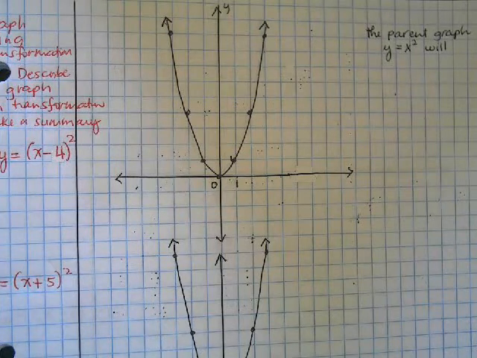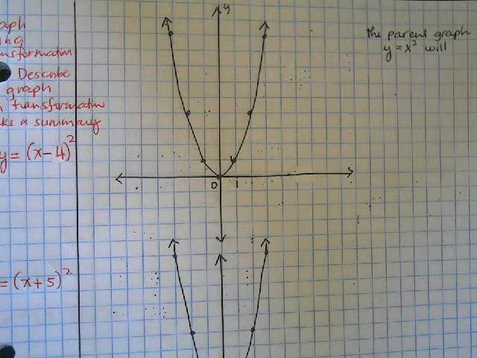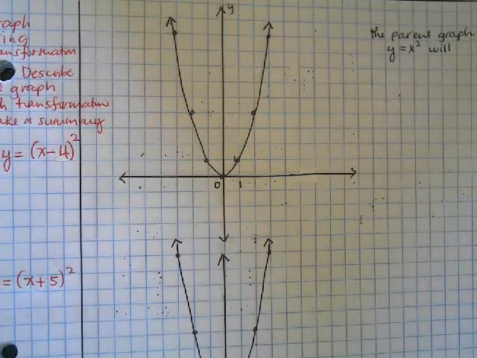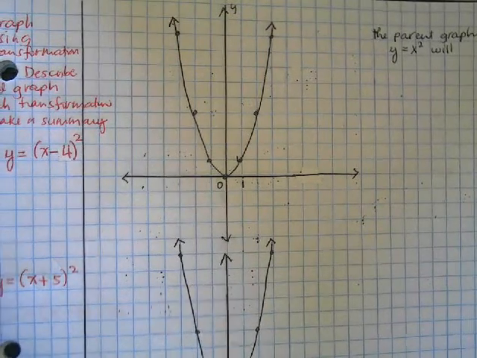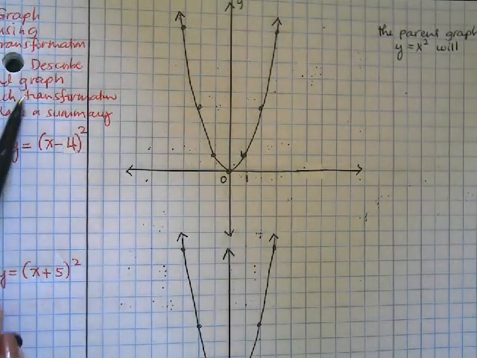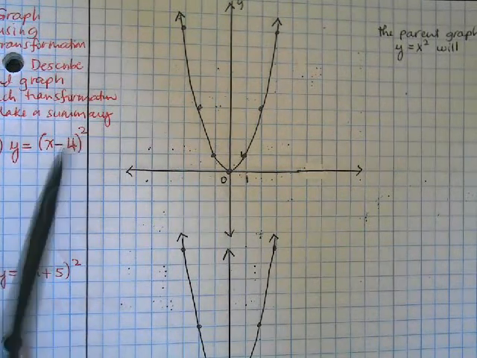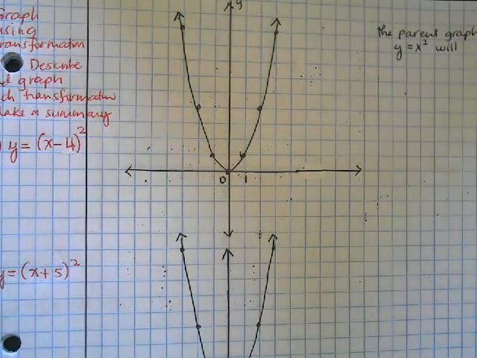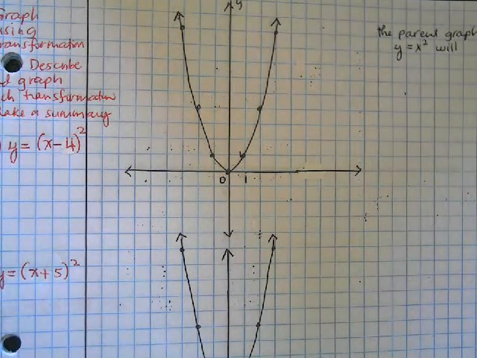Okay, so now we're going to graph parabolas not using the XY table but by transformation, because we already know how they will behave. So we can just use the transformation. Here we're asked to graph using transformation, describe each and graph each transformation, and make a summary. That is your instruction. Okay, so we are going to graph y equals (x minus 4) squared.